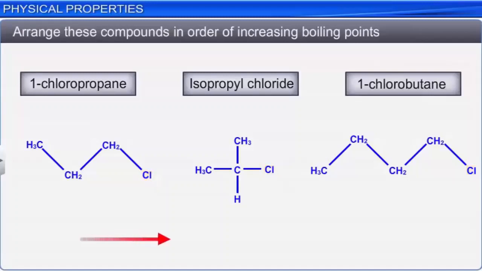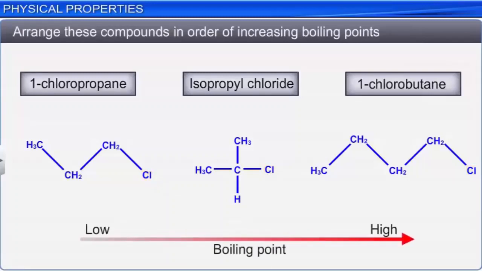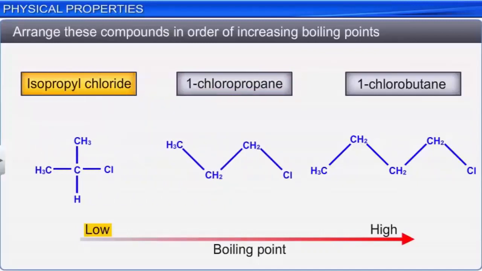Since the boiling point increases with an increase in the number of carbon atoms, we would expect 1-chlorobutane with its 4 carbon atoms to have the highest boiling point. The other 2 compounds have 3 carbon atoms each, but 1-chloropropane is a straight chain, while isopropyl chloride is branched. Branched molecules have lower boiling points. So, isopropyl chloride should have the lowest boiling point. 1-chloropropane is in the middle.